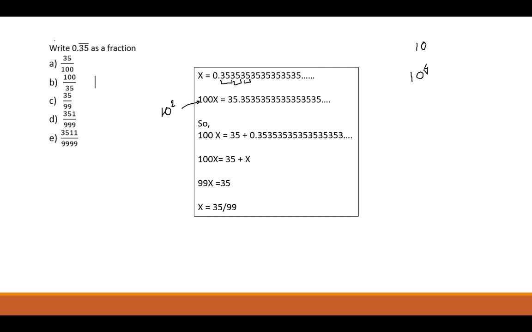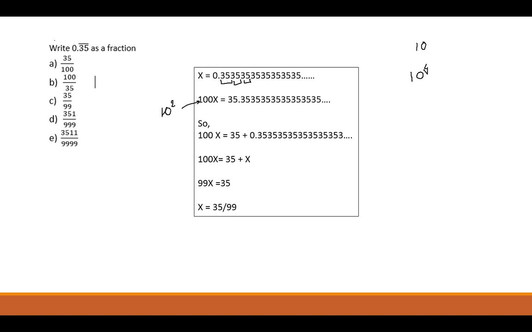35.3535353535. Now another property that was actually being tested in this is whether you can separate a number that is greater than 1 from a number that is between 0 and 1. So can you separate whole numbers on one side and the decimals on the other? If you have 35.353535, this recurring decimal, you can write the whole number part, which is 35, separately, and all the decimal part separately.